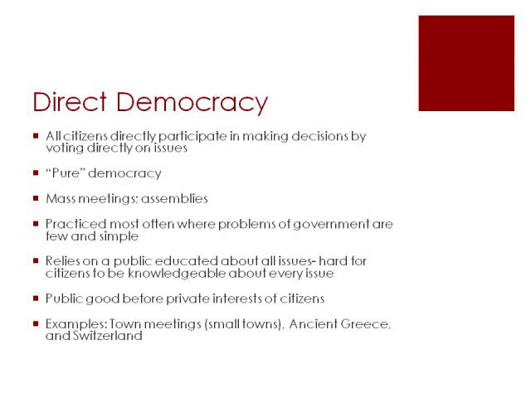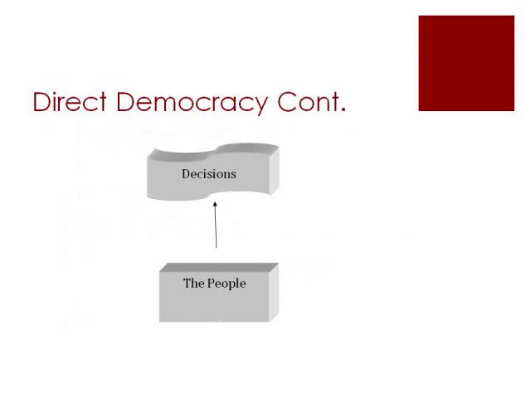There are mass meetings and assemblies, and direct democracies are practiced most often where problems of the government are few and simple. It relies on the public being educated about all issues, and it is hard for citizens to be knowledgeable about every issue. The public good comes before the private interests of citizens, and some examples are town meetings in small towns, ancient Greece, and Switzerland. And as you can see, the people directly make decisions.